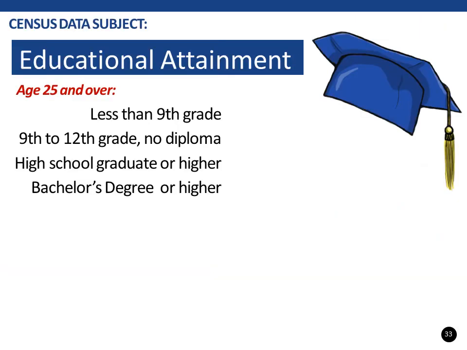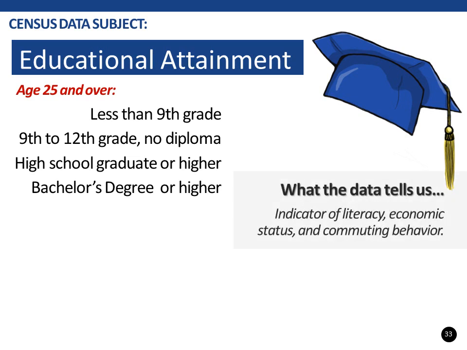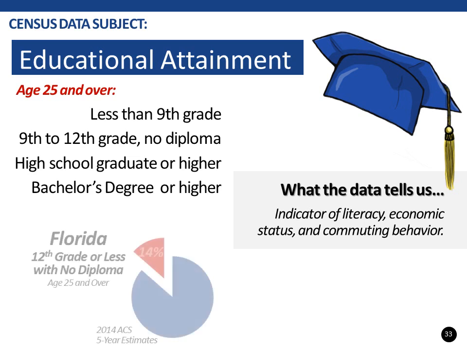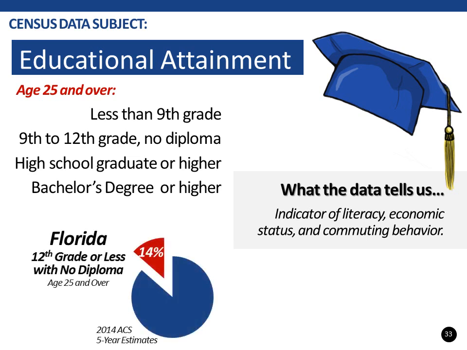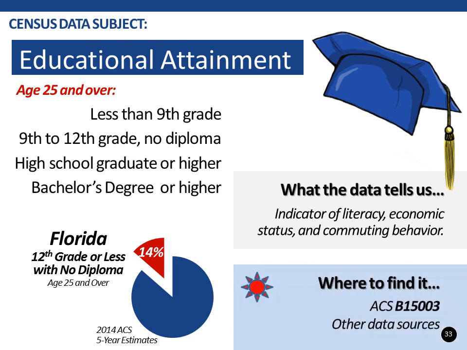The level of education in a community is an indicator of literacy, economic status, and commuting behavior. In Florida, the educational attainment of approximately 14% of the population is 12th grade or less with no diploma. If low literacy levels in the community are suspected, the design of project communications and opportunities for input should take that into consideration. Local adult education programs may have additional data to inform this determination.